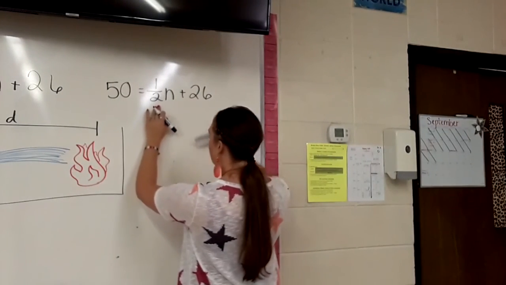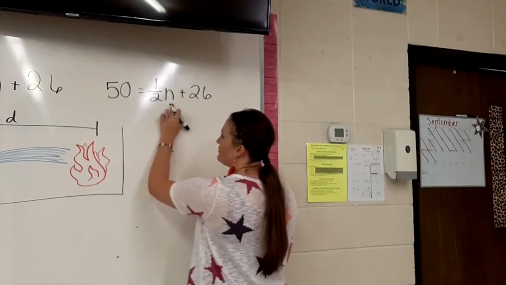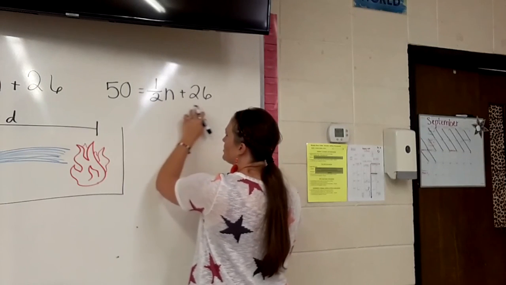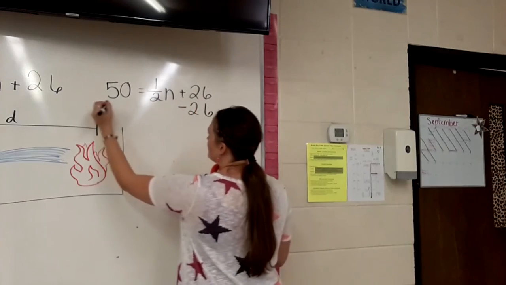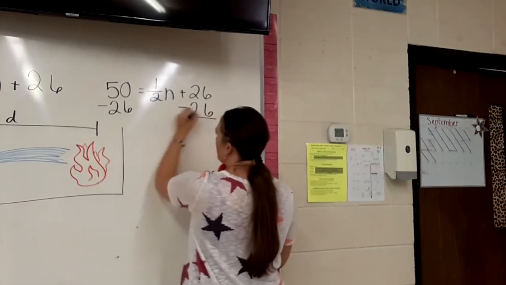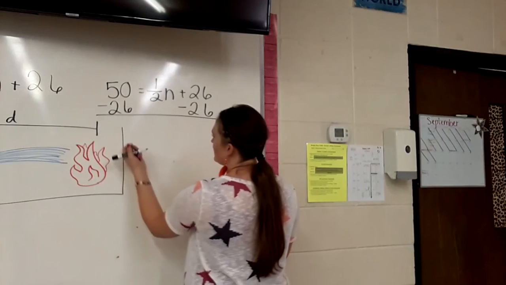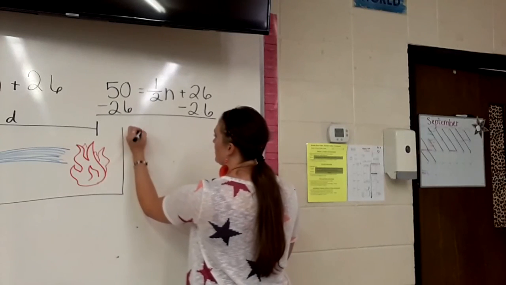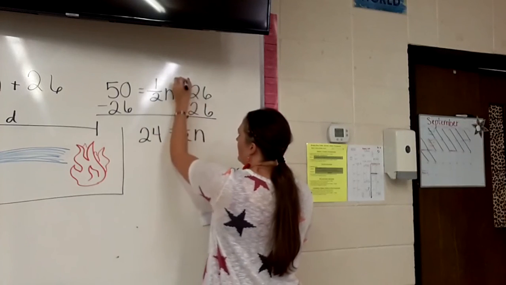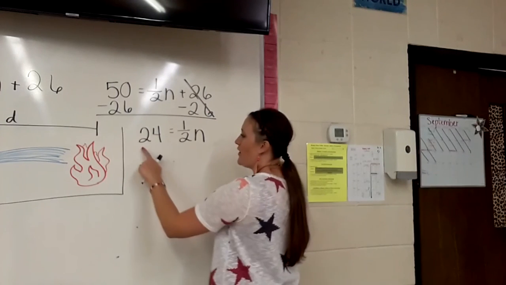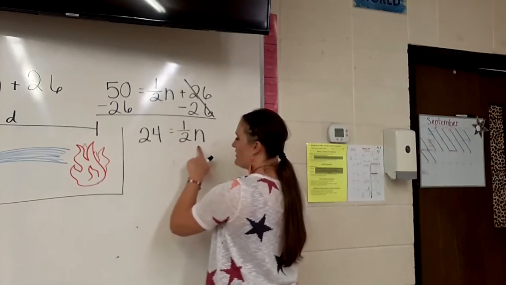So I have 1/2 N and 26, and to get N by itself, I'm going to get rid of this 26 first because it's the one by itself. I do the opposite and subtract 26 from both sides. 50 minus 26 is 24. I still have 1/2 N, and this canceled. I now have 24 equals 1/2 N.